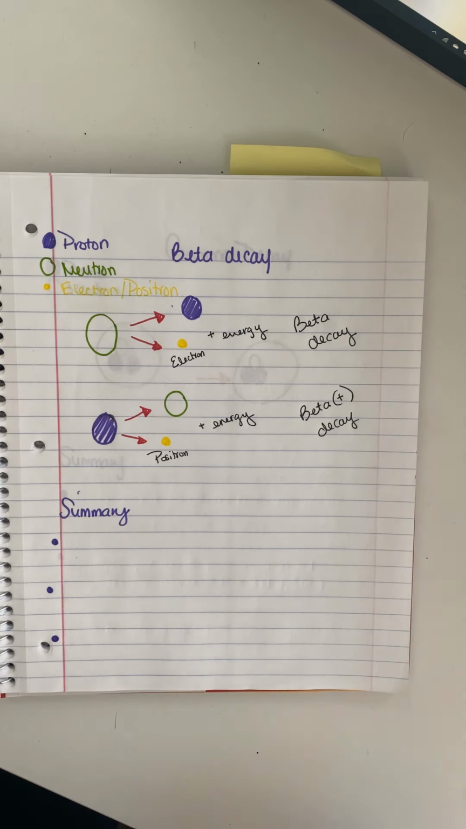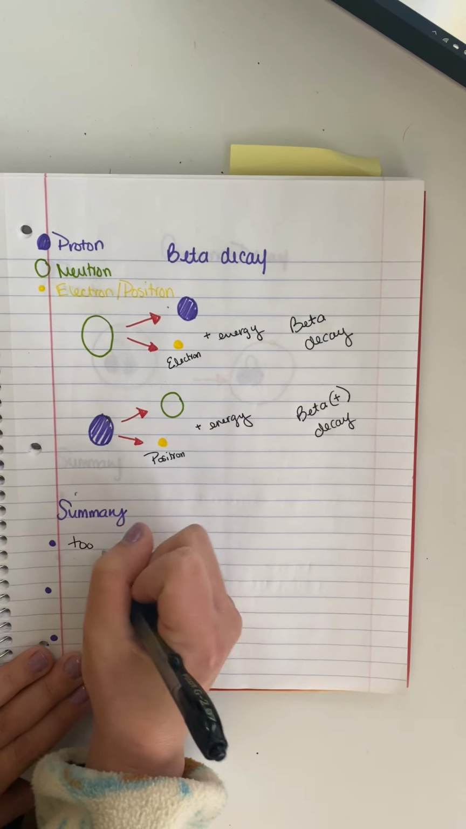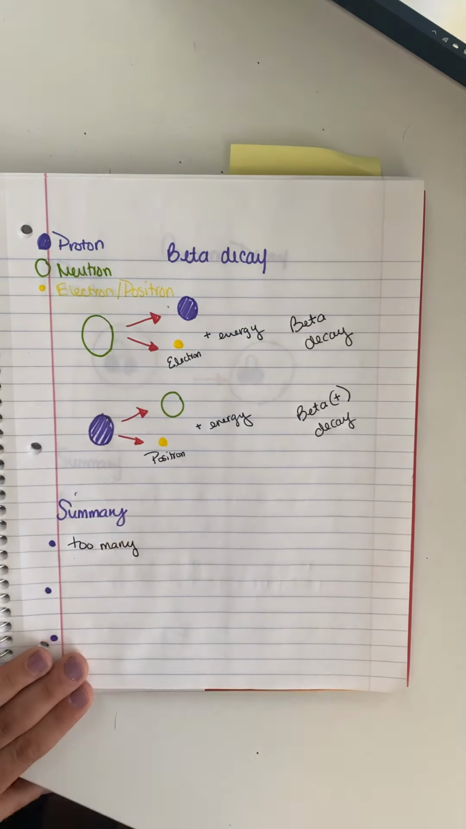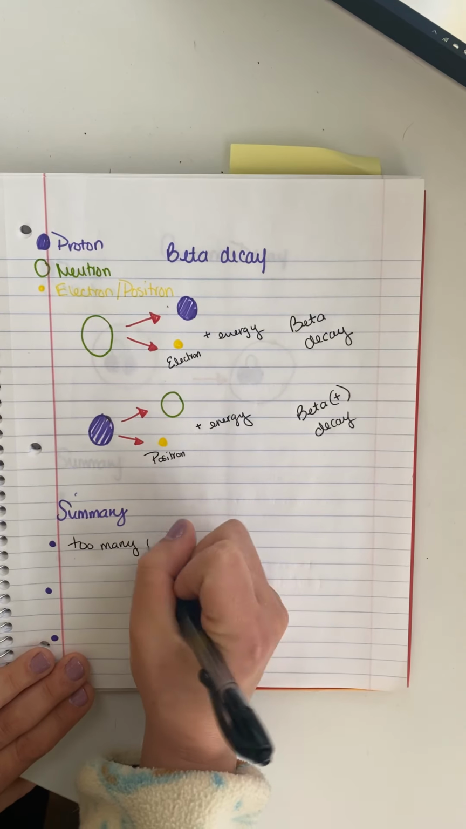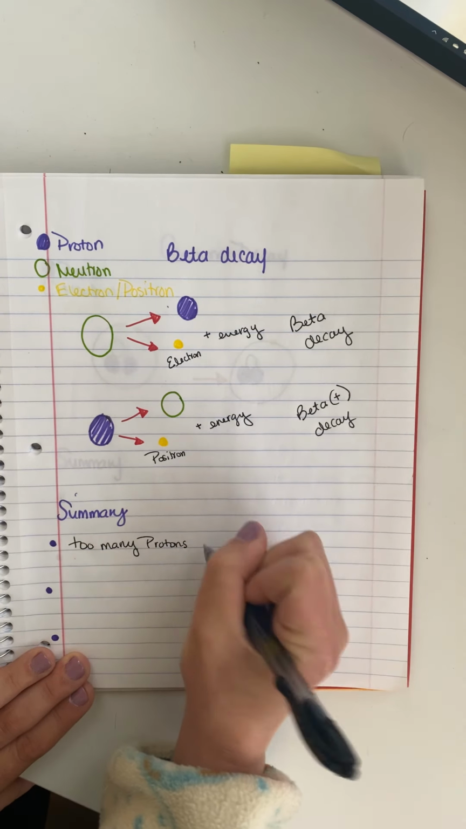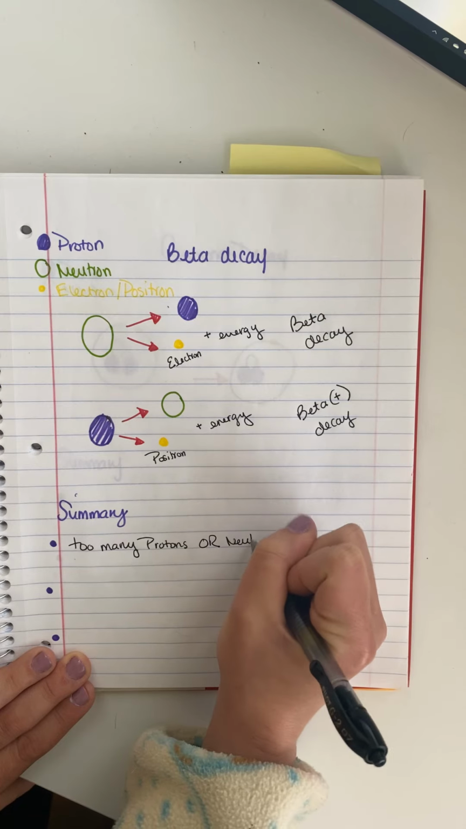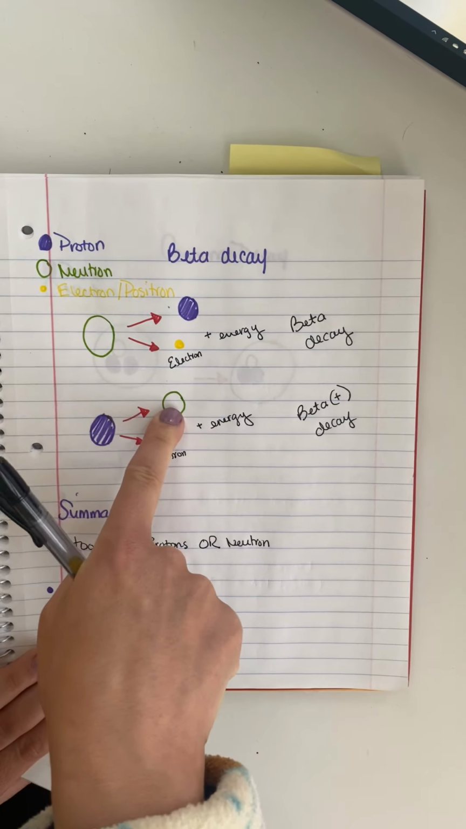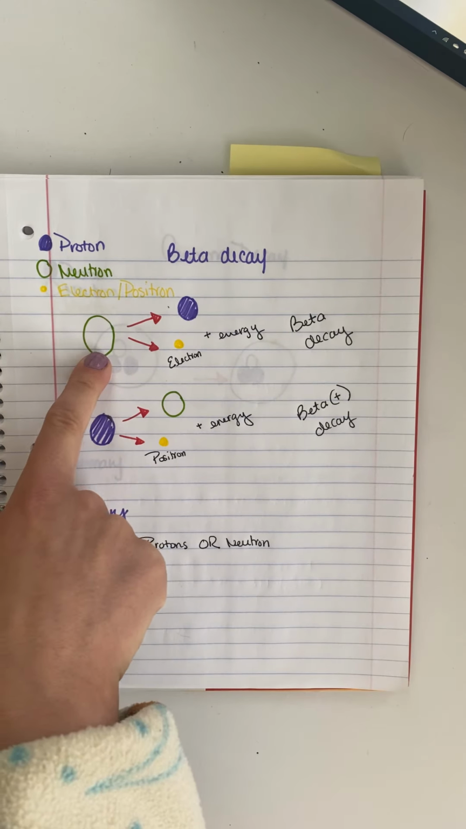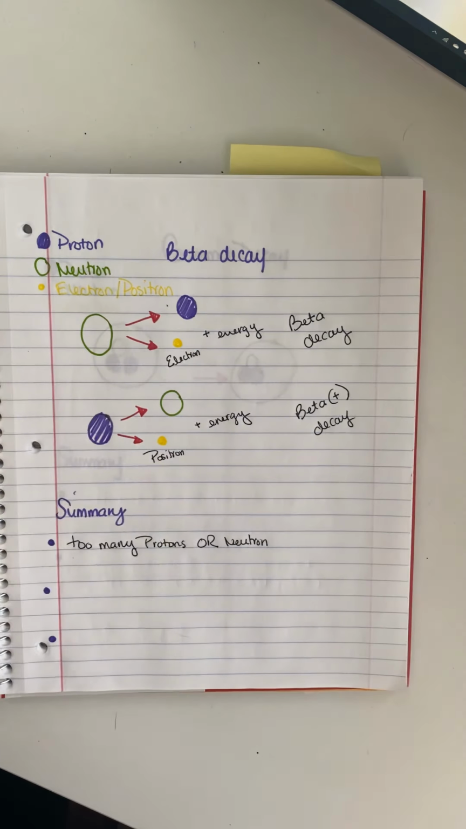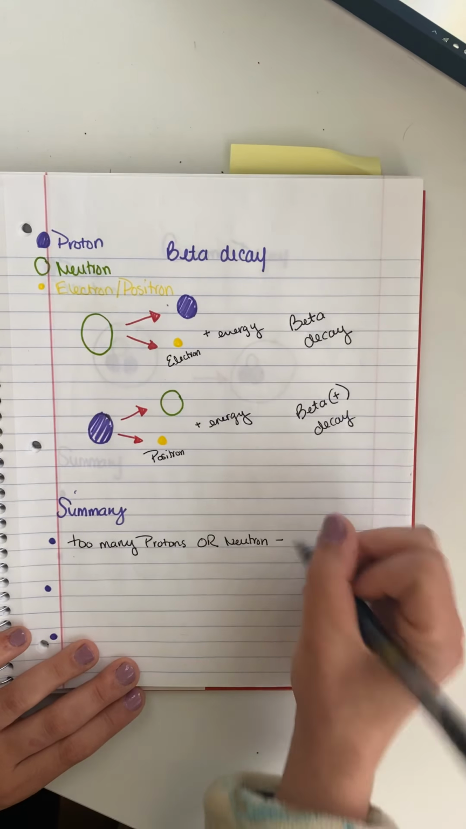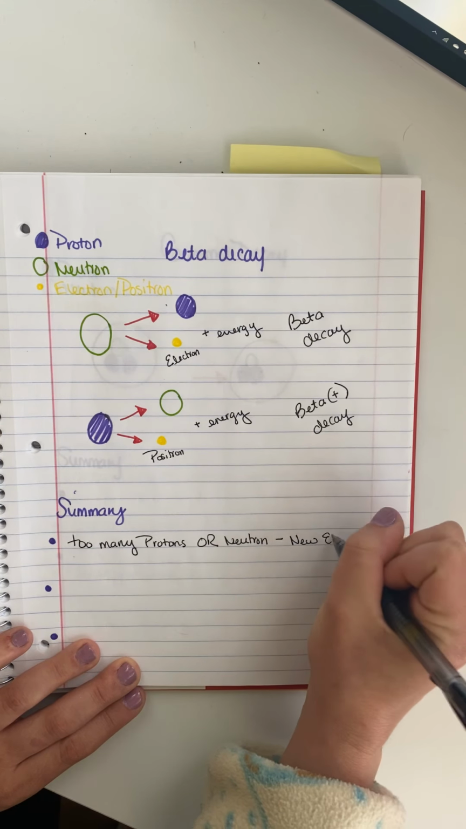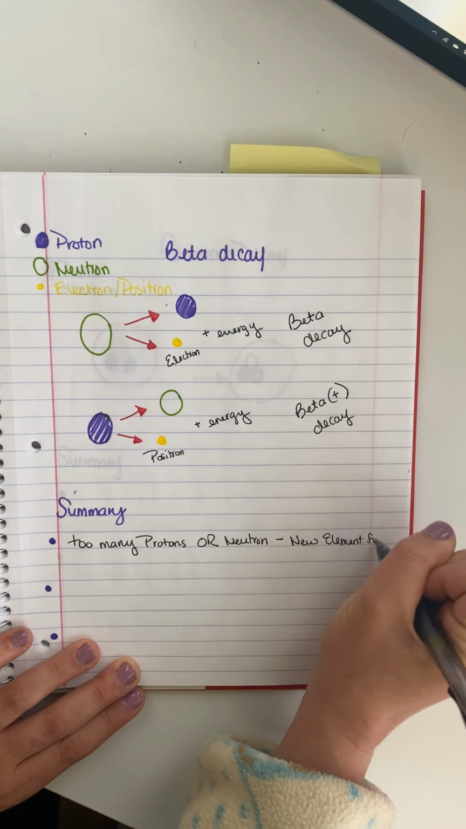So let's summarize. Beta decay occurs again because of that unstable nucleus. There's either too many, and in alpha decay we had too many protons. So we could have too many protons or neutrons. So if we have too many protons, we're going to turn into a neutron. If we have too many neutrons, we're going to turn into a proton. It's kind of give and take. It's either one. In both cases, a new element forms.